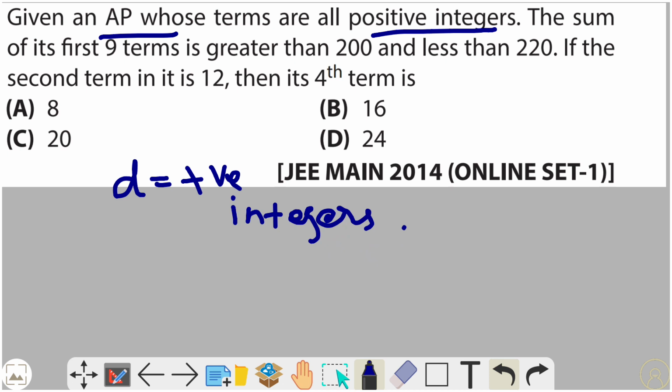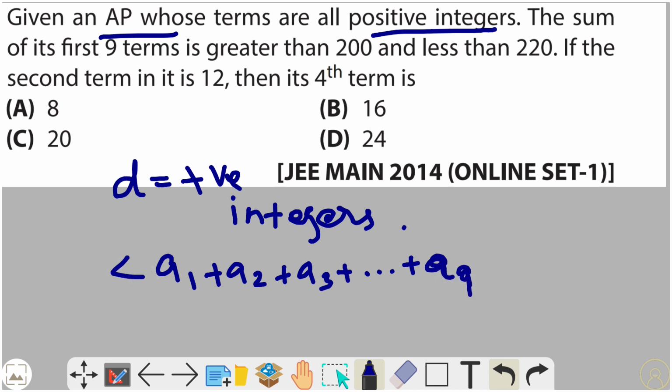Next, the sum of its first 9 terms is greater than 200 and less than 220. So the sum of the first 9 terms, A1 plus A2 plus A3 and so on up to A9, is greater than 200 and less than 220, which means 200 is less than the sum of 9 terms, and the sum of 9 terms is less than 220.